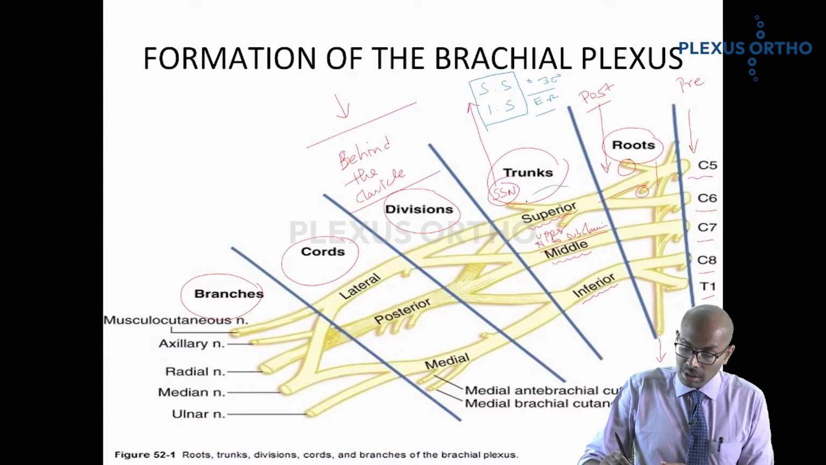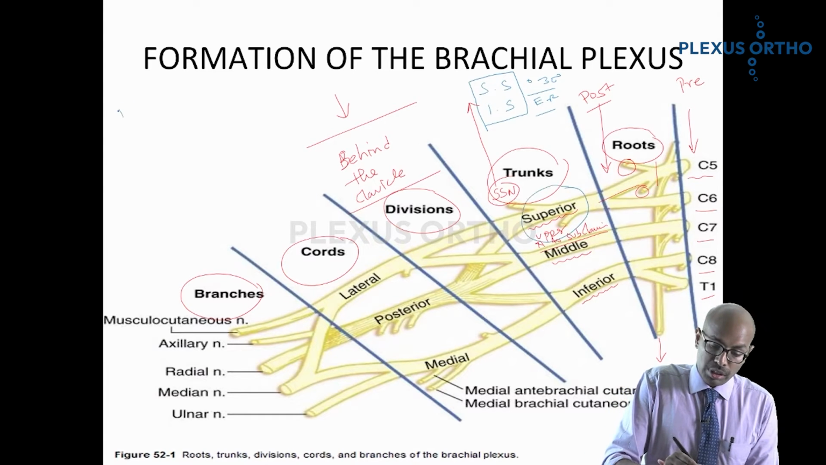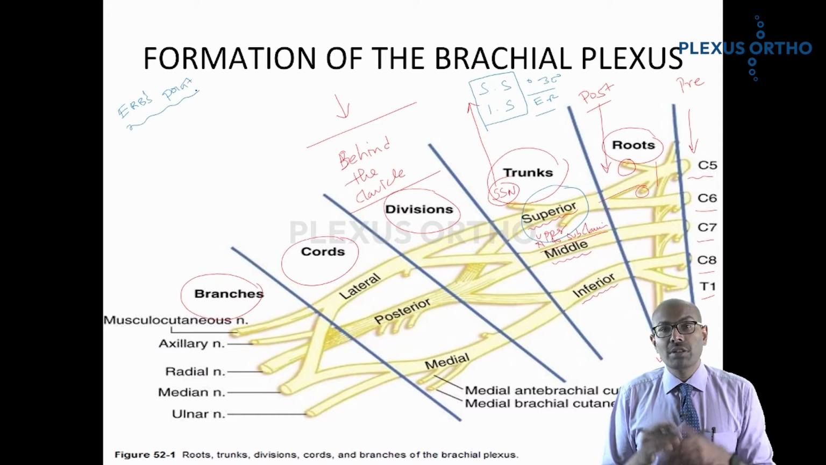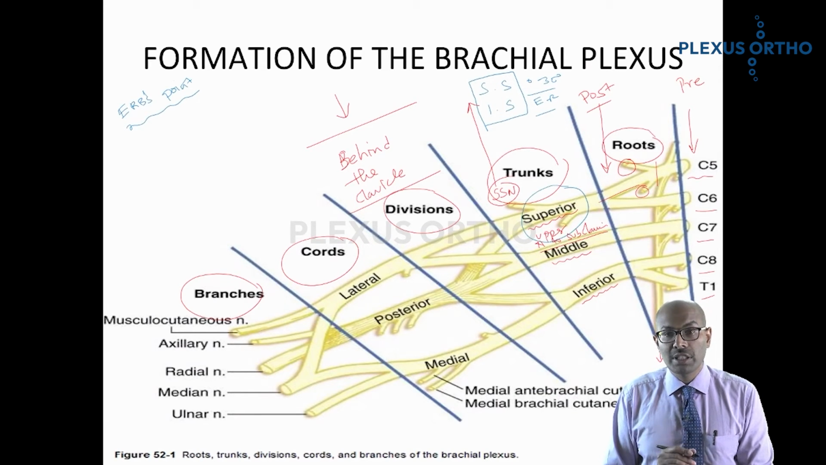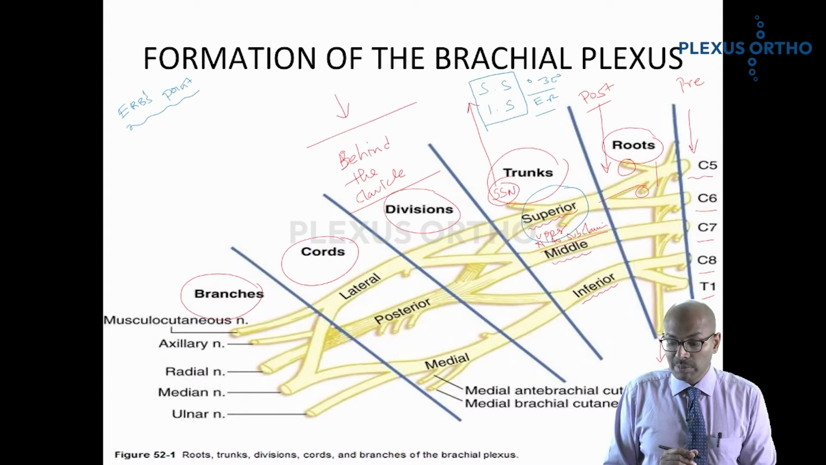This is called the Erb's point. What is it called? It is called the Erb's point. Why is this point very important? Because many of these brachial plexus injuries occur at this level, at the trunk level, and therefore you will have suprascapular nerve injury, and it's very common. So this has been termed the Erb's point. It can be commonly asked in your practicals. You should be ready to answer this question.